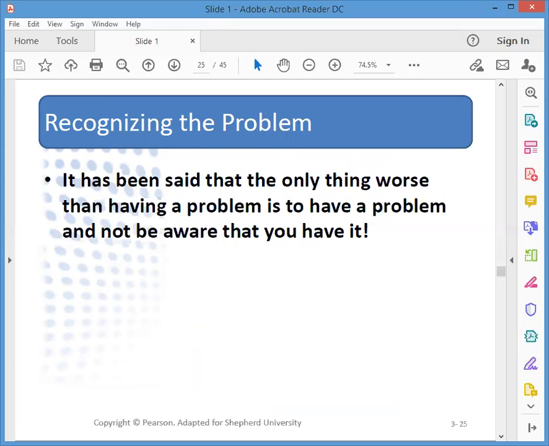So, a problem exists when there's a gap between what is supposed to happen and what did happen. And we normally think of this as having a problem. An opportunity occurs when there is a gap between what did happen and what could have happened.